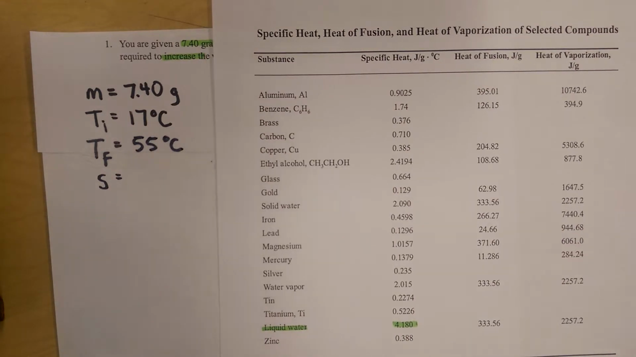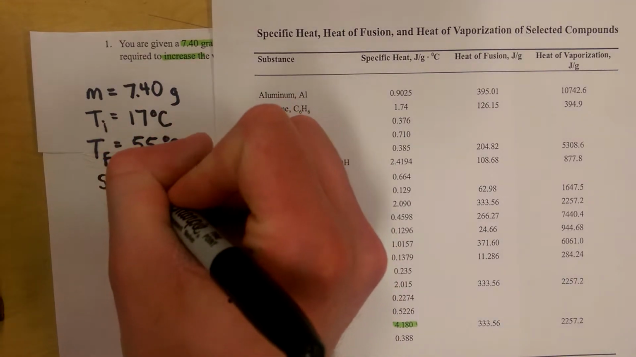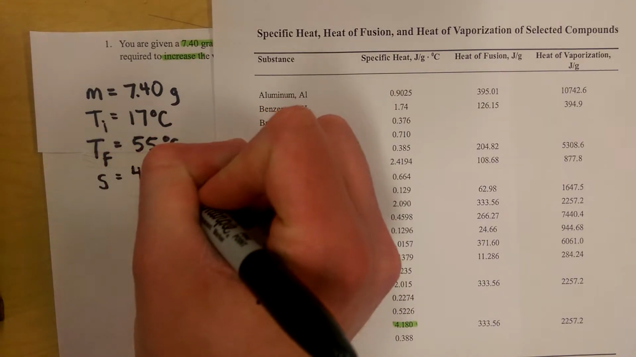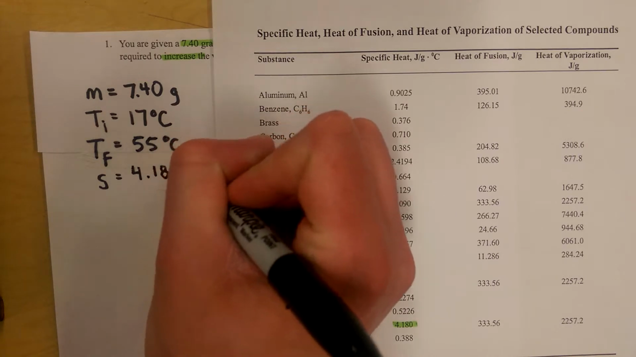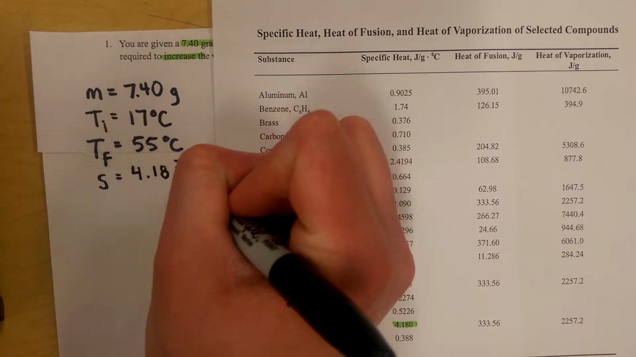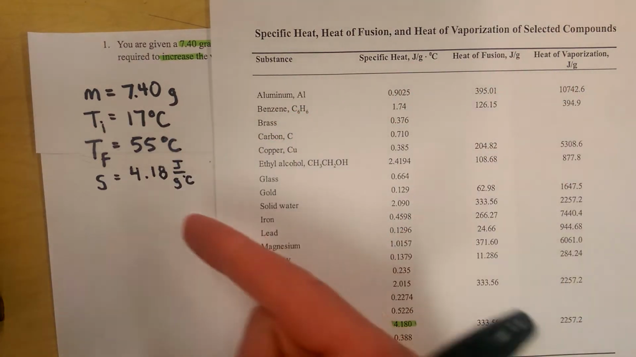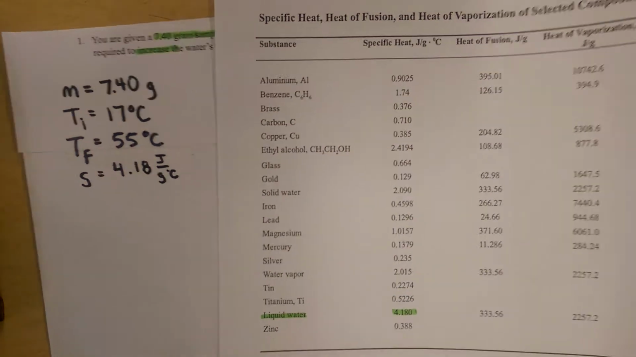So now we can transfer that over to our list of information. It's a constant that we definitely know is going to be something we're going to use. And we'll make sure that we bring our units with us. The table says that that's in joules per gram degrees Celsius, so I'll write that over here as well.